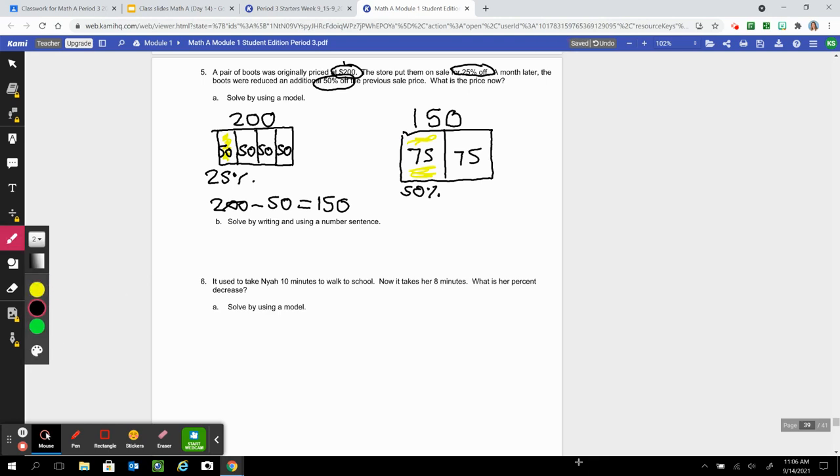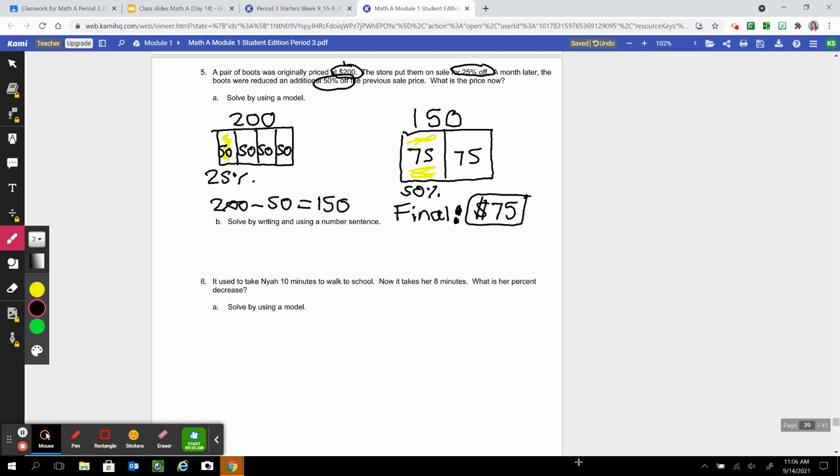So my final price will be $75, which is a great deal. Now we're going to solve this using a number sentence. We could do a percent proportion, but we'd have to do the proportion 2 times because it's 2 completely separate problems. The first time you do a proportion, it would have to be a 25% discount. The second time you do it, it has to be a 50% discount. If you want to combine them, you can.